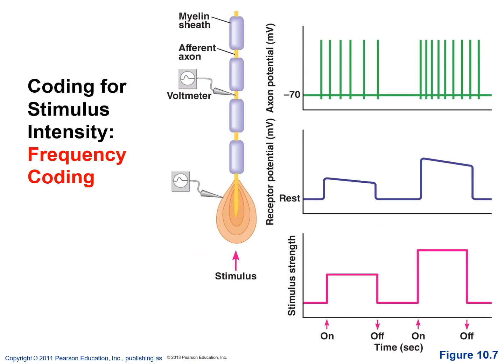So let's just take a look at a couple of pictures here. In coding for the strength of the stimulus, we have frequency coding. So if we take a look at our stimulus size down here on the bottom in pink, we've got two different sizes of stimuli. We've got a smaller stimulus and then a larger stimulus. And you can see if we measure the stimulus size here in our encapsulated nerve ending, we've got our receptor potentials. We've got a smaller receptor potential with the smaller stimulus, and then we've got a larger receptor potential generated with the larger stimulus.